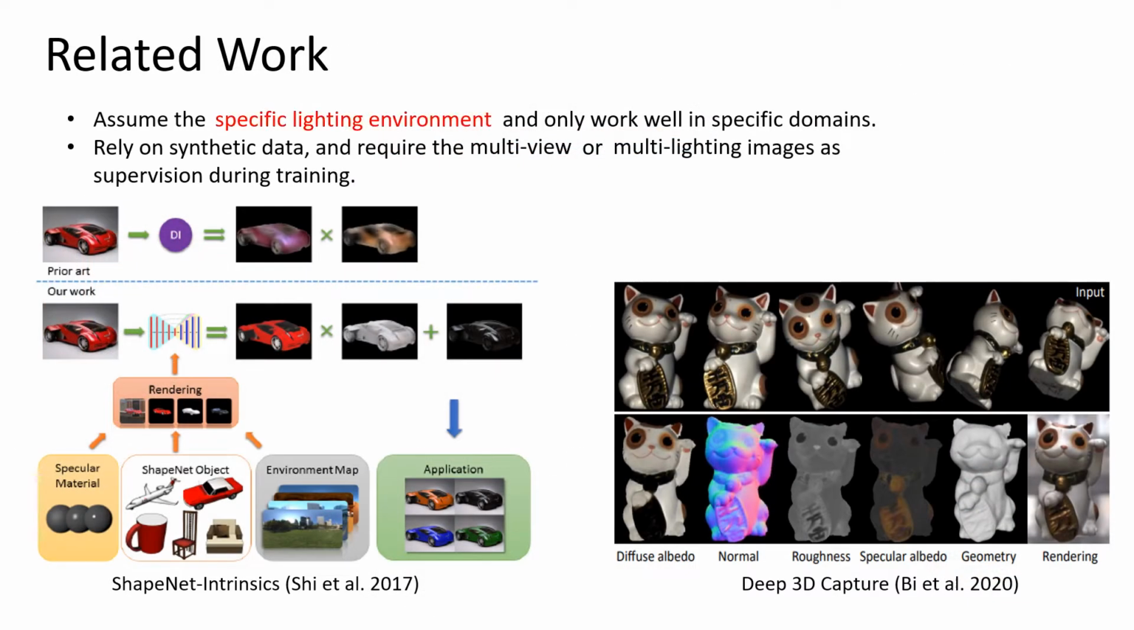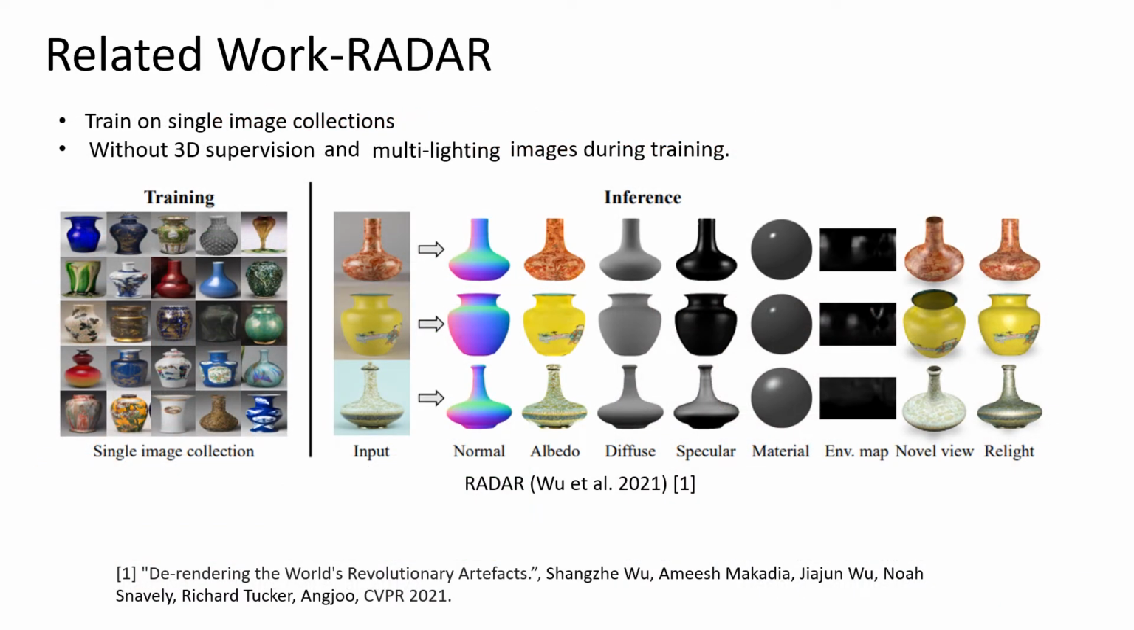Some methods assume a specific lighting environment and only work well in specific domains. Other learning methods that consider specular materials rely on synthetic data, and require multi-view or multi-lighting images as supervision during training. A recent method, "De-rendering the World's Revolutionary Artifacts", presents a model, RADAR, that can recover environment illumination and surface materials from single image collections without 3D supervision and multi-lighting images during training.